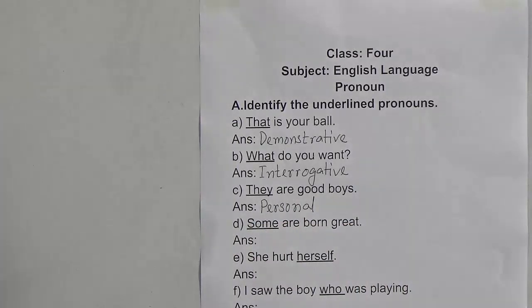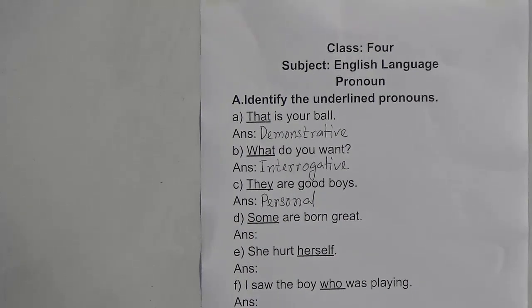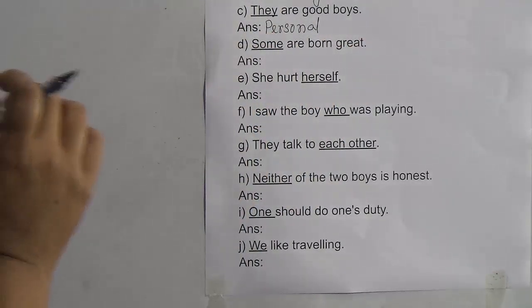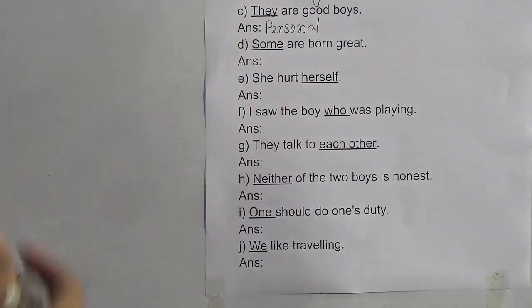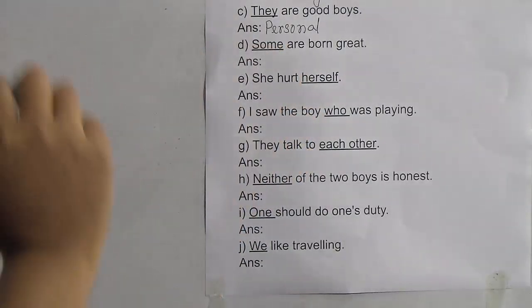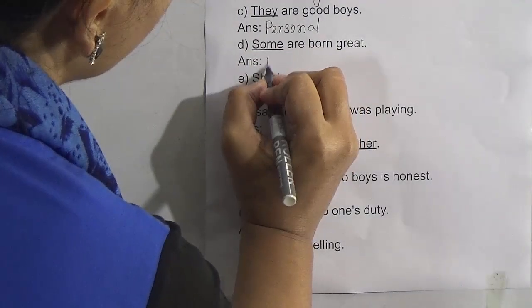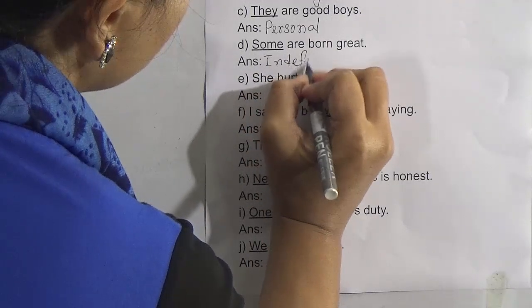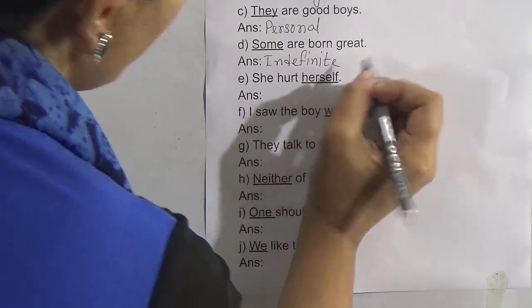Now look, number D, some are born great. Now look at the word some. We did not point out a particular person, right? That means we are speaking in a general manner. So it will be indefinite pronoun. I know all of you know the answer. You are my intelligent students.